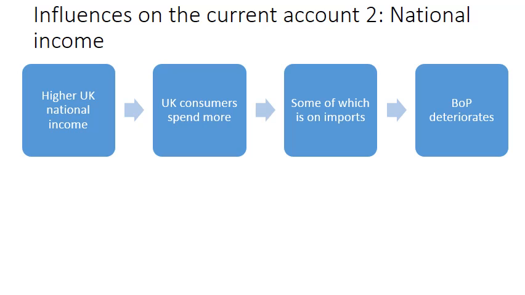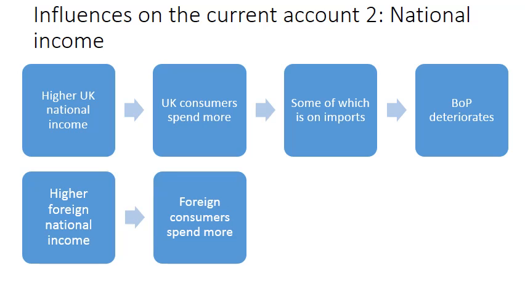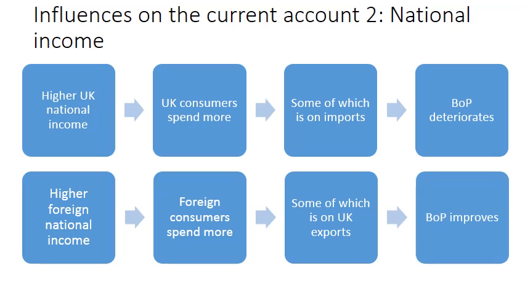And again, if we think about this in terms of what's happening in foreign countries, where foreign countries see an increase in national income, their consumers will start to spend more. But we'd hope that some of that spending by foreign nationals, for example, if it's in the Eurozone, that some of that spending would be on UK goods and services. And so that starts to create UK exports. People in foreign countries are now going to buy goods and services that are produced in the UK, and so the balance of payments improves, exports increase, X minus M becomes more positive.